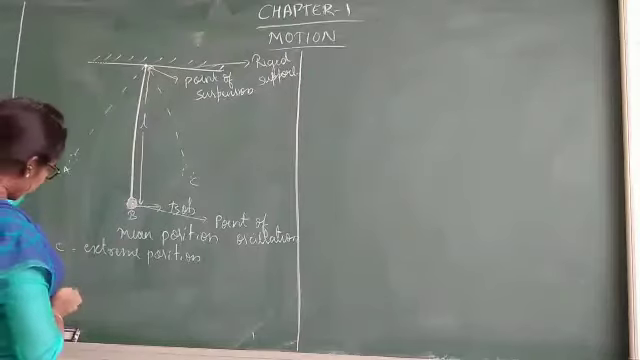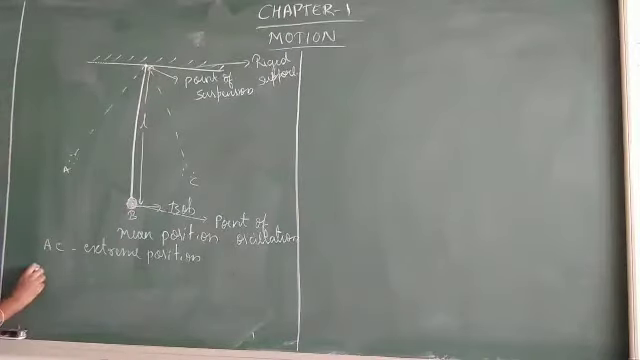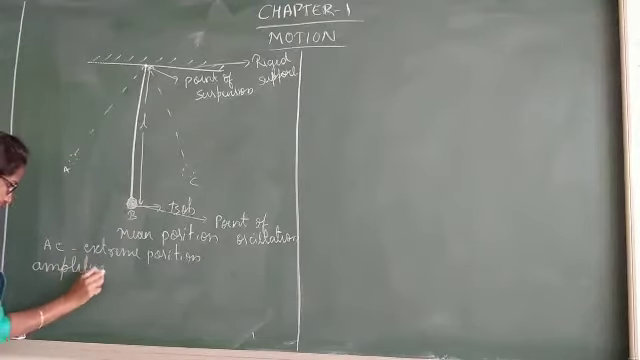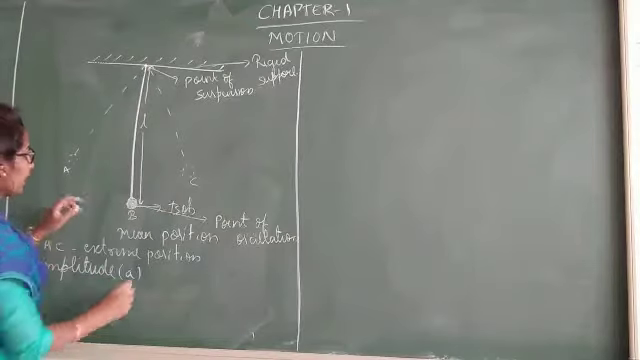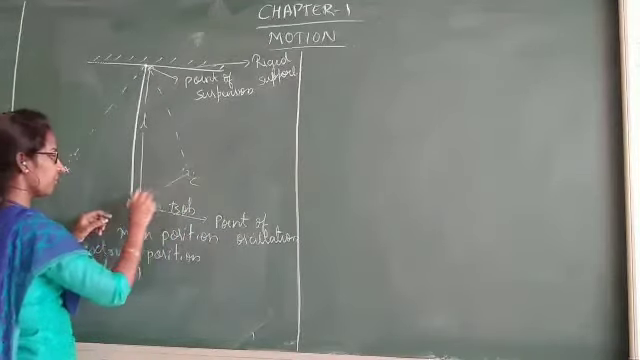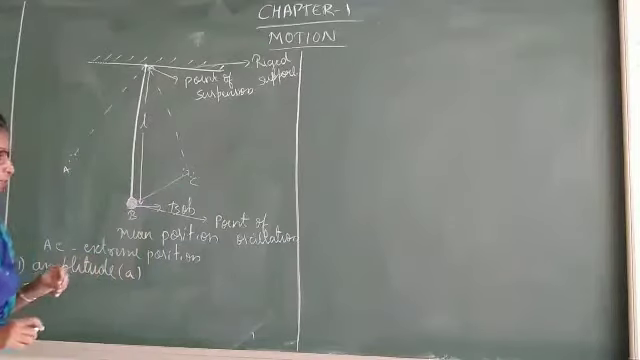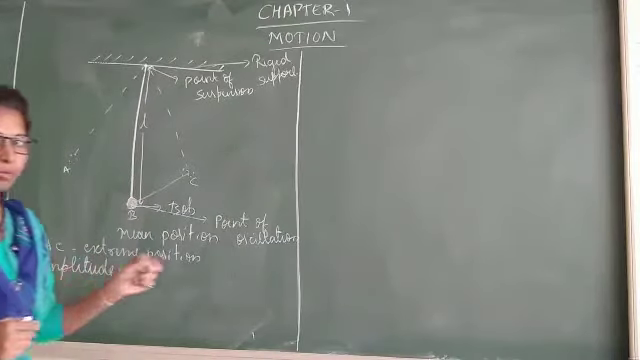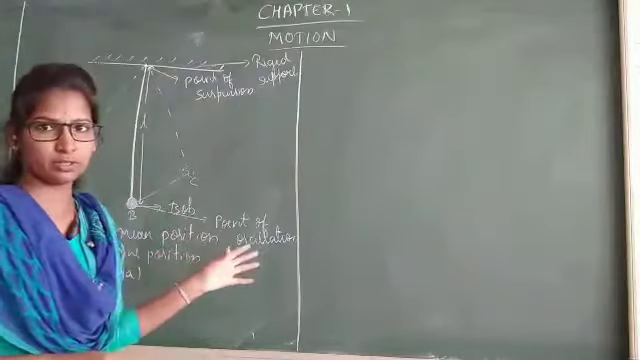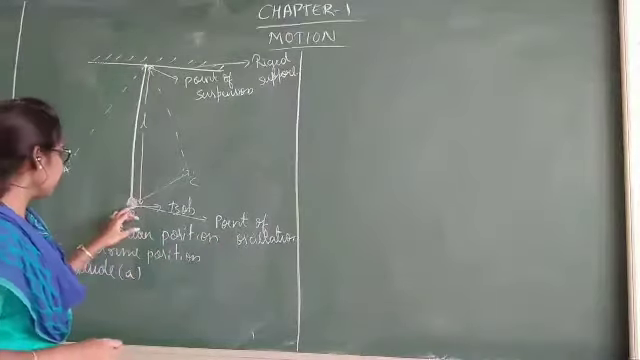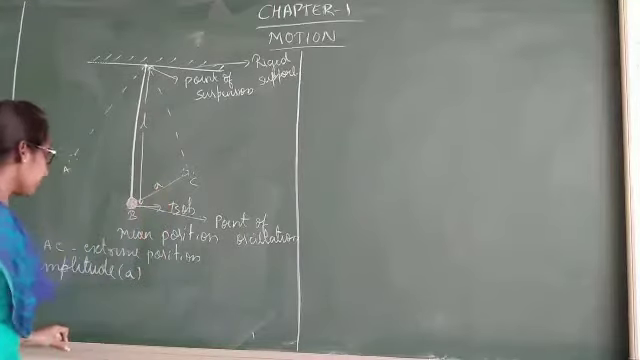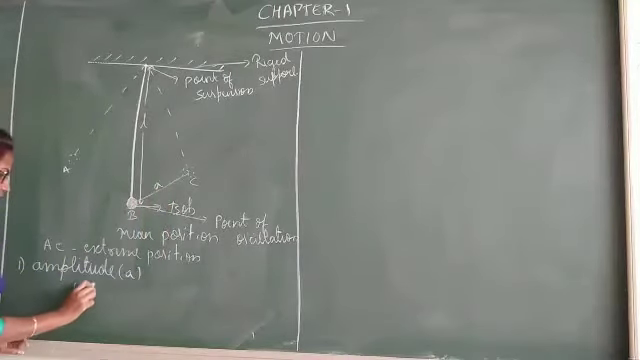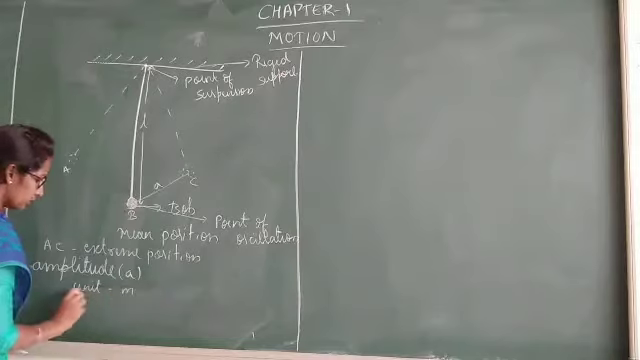Based on this, we can learn some of the terms. The first one is amplitude. What is amplitude? Amplitude is the maximum displacement produced by a bob from its mean position, or the distance between the mean position and the extreme position is called amplitude. And the SI unit of amplitude is meter, because we are measuring length.